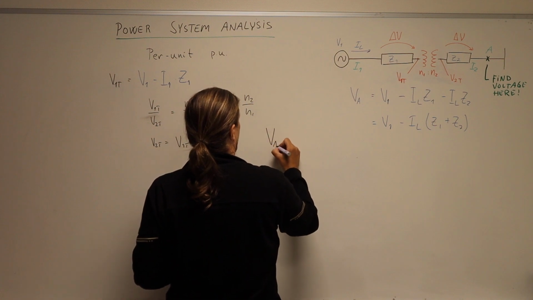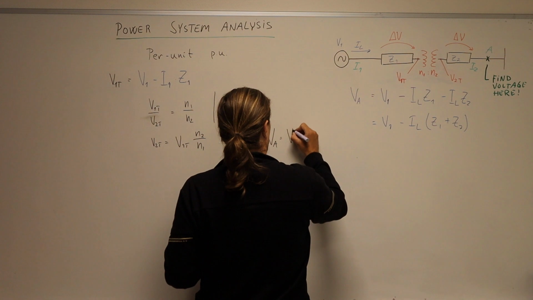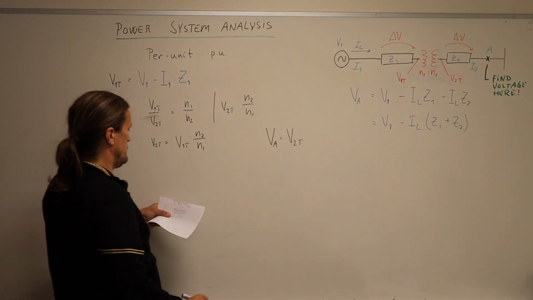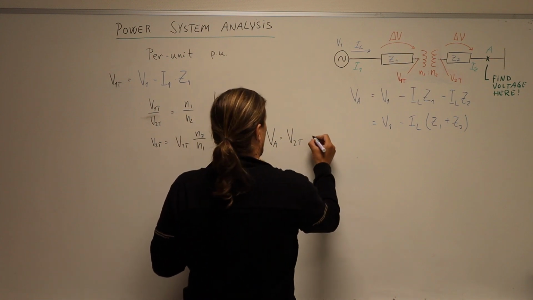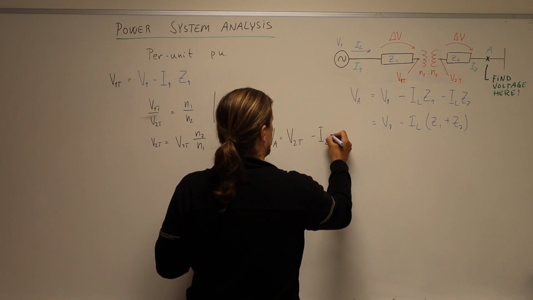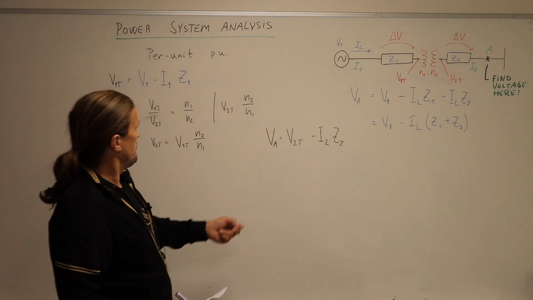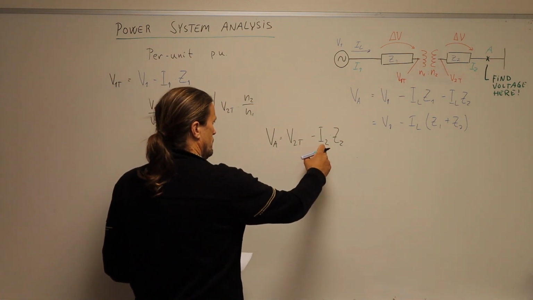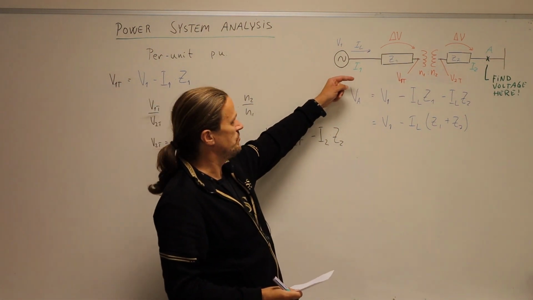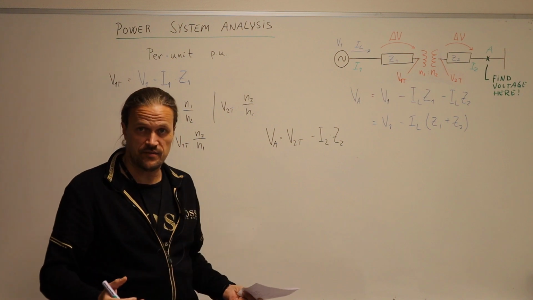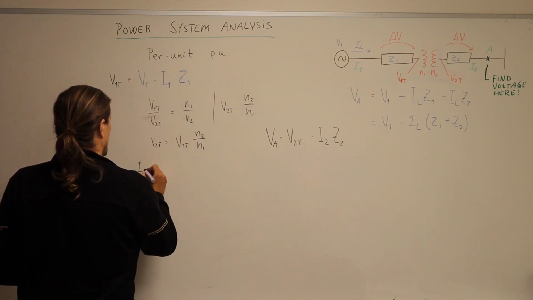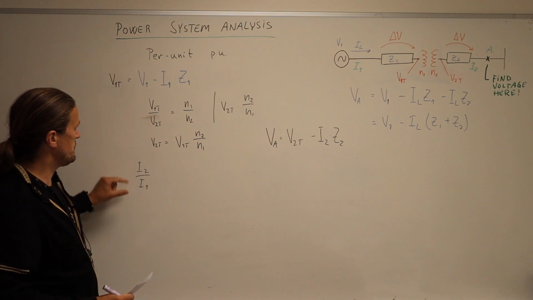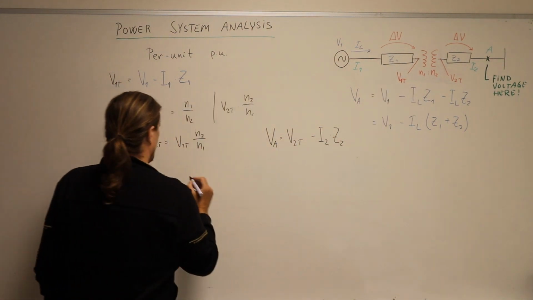And then we are looking at VA again. So VA is equal to V2T minus I2 times Z2. So that means that we have moved over to the V2T side. And then we cannot use this I2 because we don't know the relation yet between I1 and I2. So we have to do that relation as well, and that's going to be I2 over I1. Just take note that here is the opposite relation, although it's still N1 over N2.